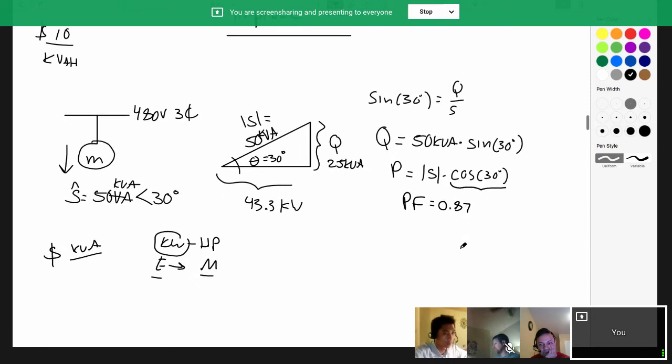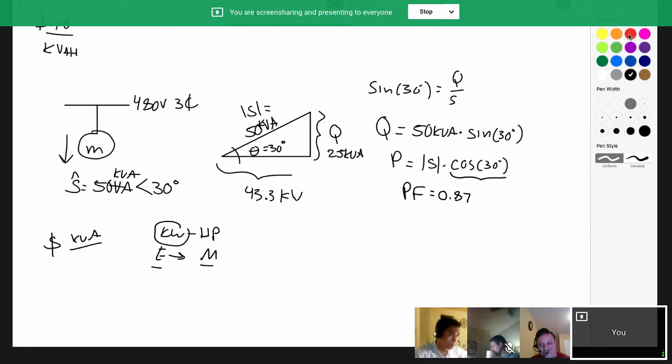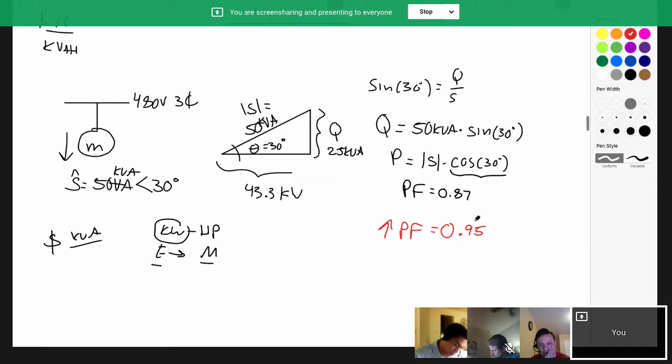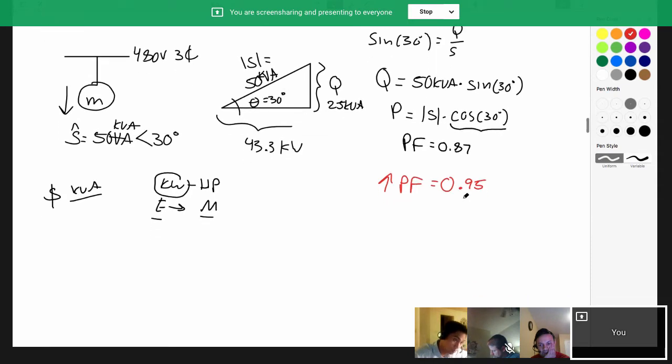So what if I asked you to, and I'm going to change my color to red, what if I said, instead of 0.87, we have to figure out a way to improve that power factor? I want to get it to 0.95. How do we do that? How do we go from a power factor of 0.87 to 0.95? I'll give you a hint. Remember that this right here, that's the load of the motor. Our P value is not going to change.